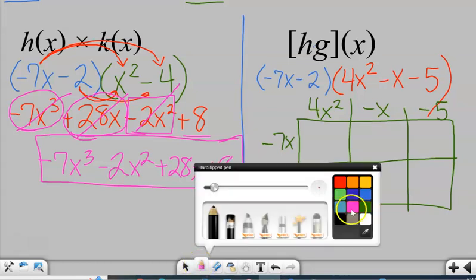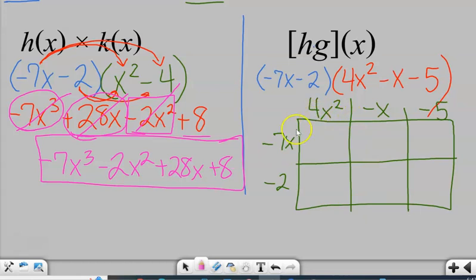And then we'll use the box to guide us in multiplication. The first box says negative 7x times 4x squared. Well, negative 7 times 4 is negative 28. x times x squared is x cubed. And then we'll go to the second box. This one says negative 7x times negative x. Well, a negative times a negative is a positive. 7x times x is x squared.